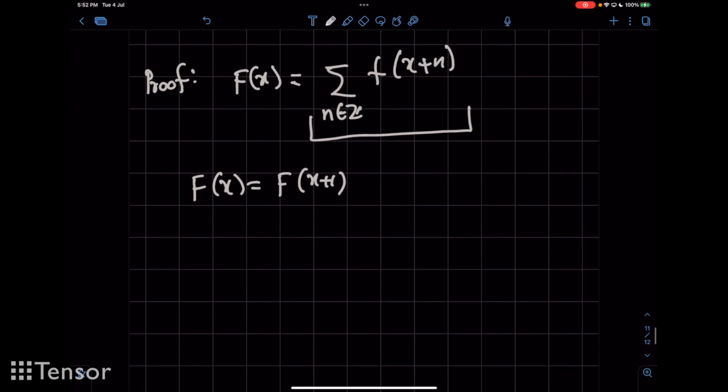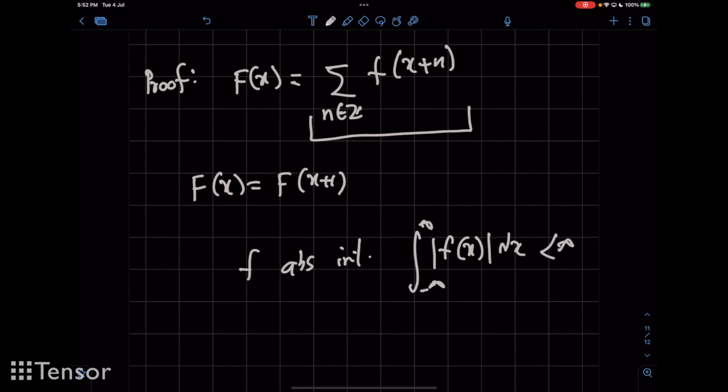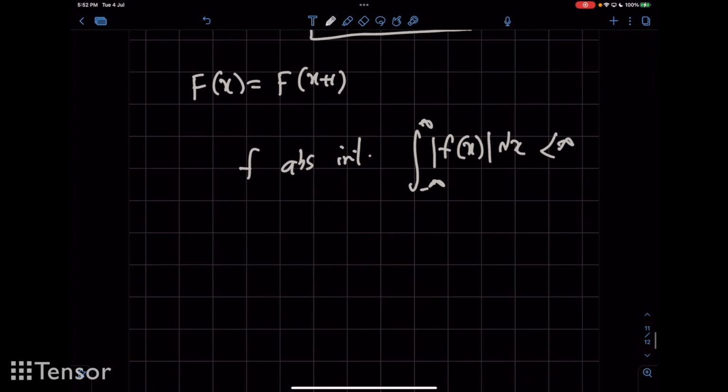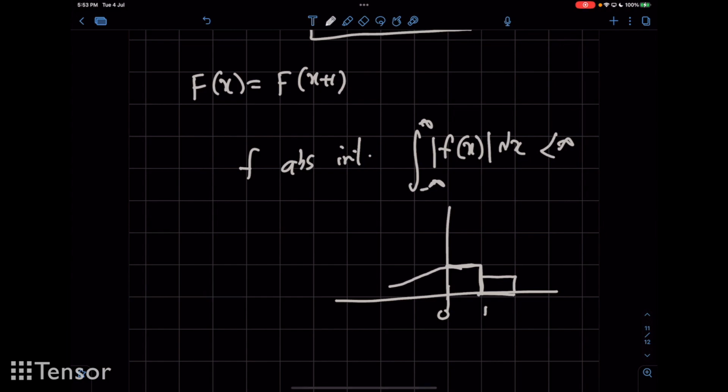So what Tanmoy was saying is that f absolutely integrable means that the integral of the absolute value of f(x) is bounded, right? And we can approach this integral like this: from 0 to 1 we take the height f of 0. Okay, so this is the height f of 0. And from 1 to 2 we can take the height f of 1. So let's say our function is like this.